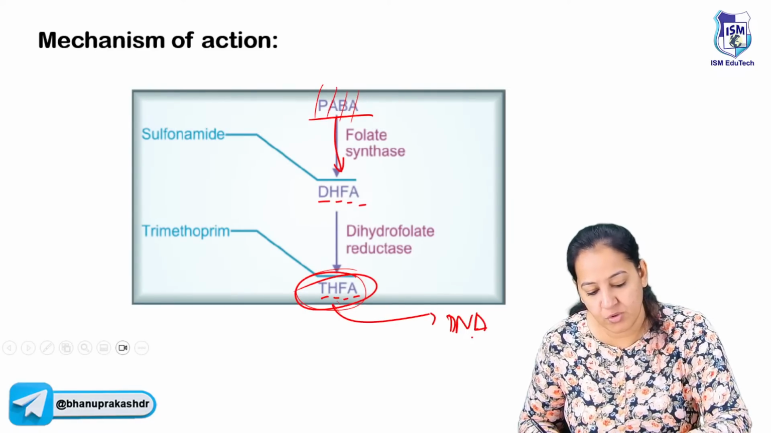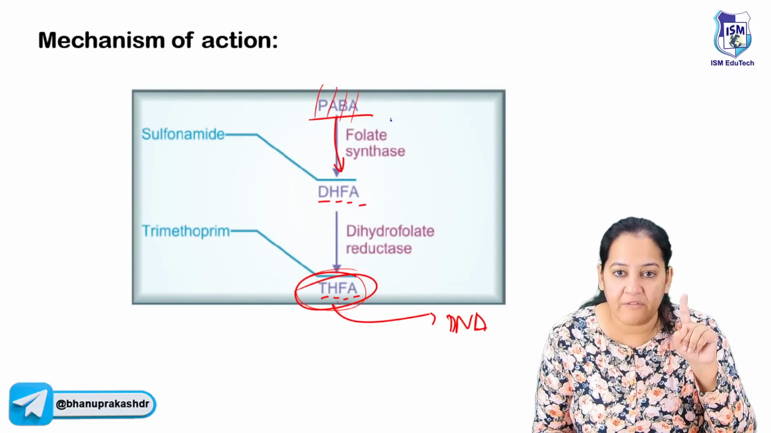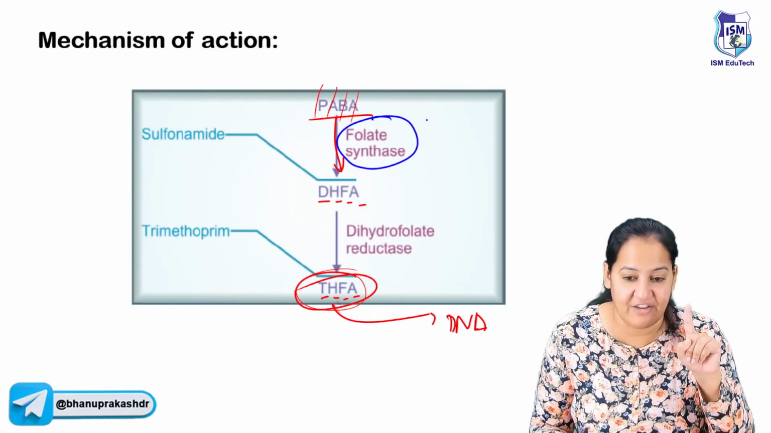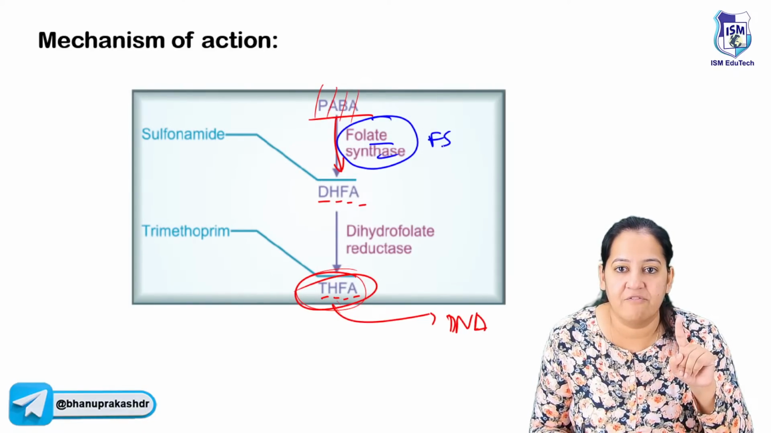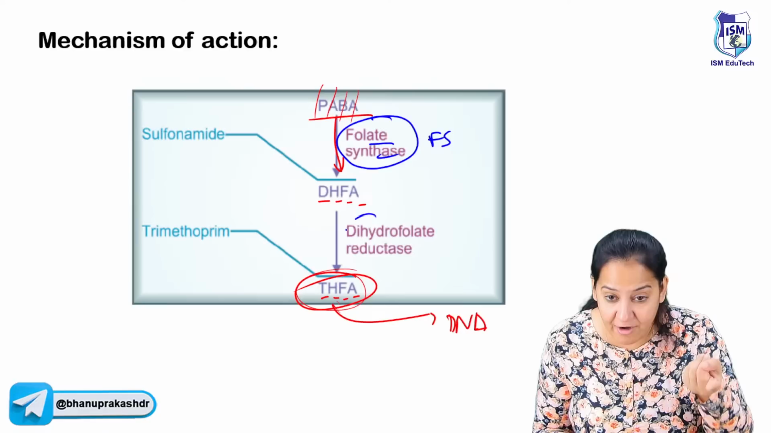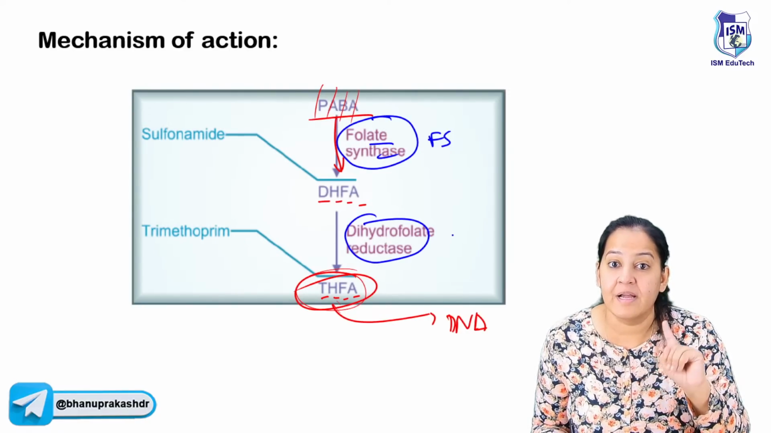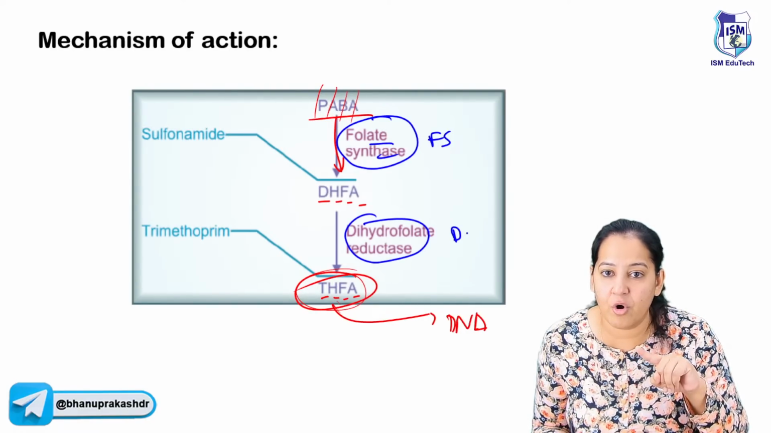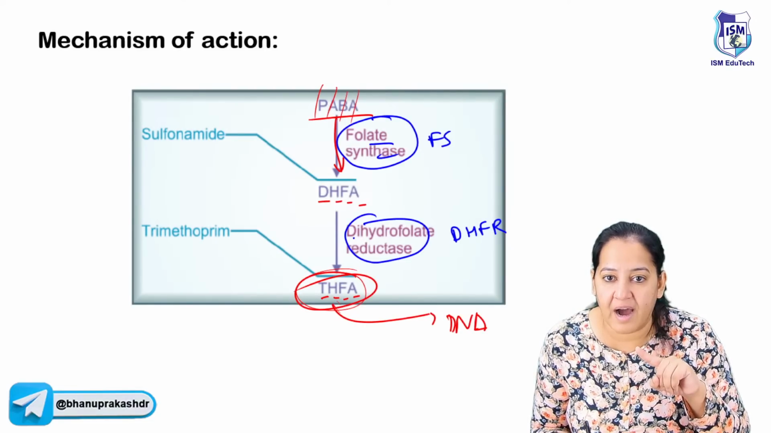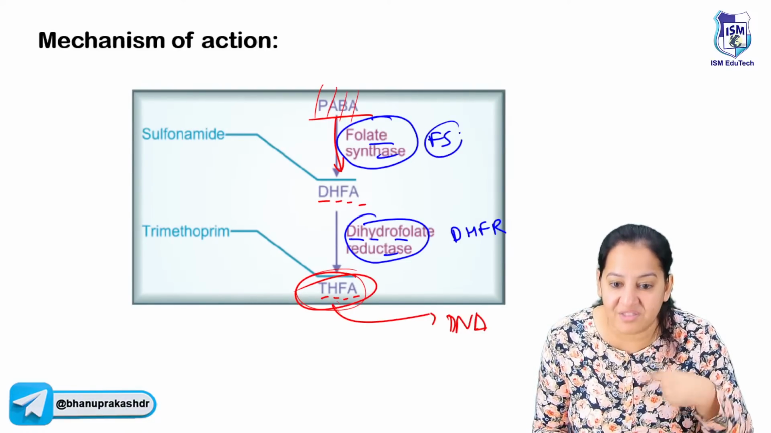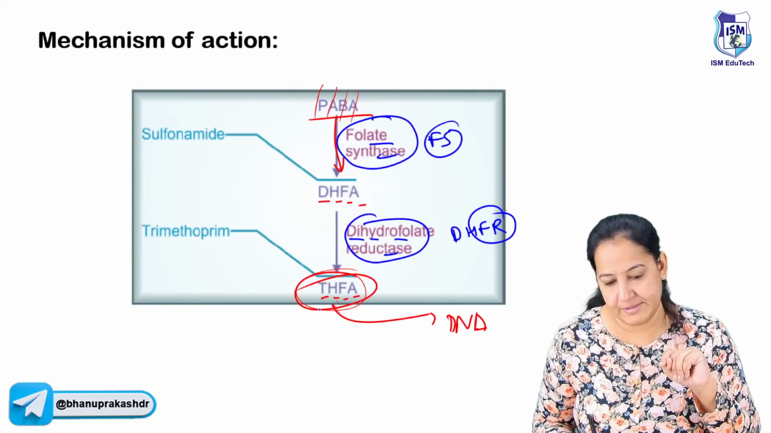So for the 2 steps, there are 2 enzymes. For conversion of PABA to DHFA, the enzyme is folate synthetase. And for conversion of dihydrofolic acid to tetrahydrofolic acid, the enzyme is dihydrofolate reductase. This is folate synthetase. This is folate reductase. Okay, the 2 enzymes.